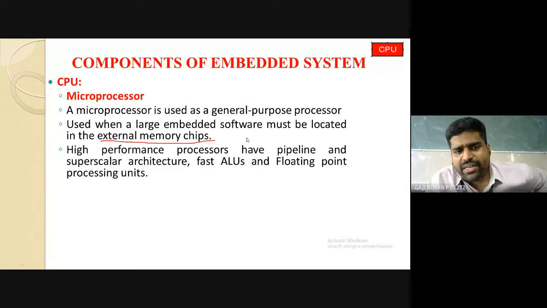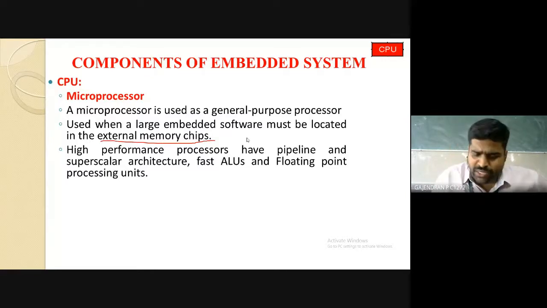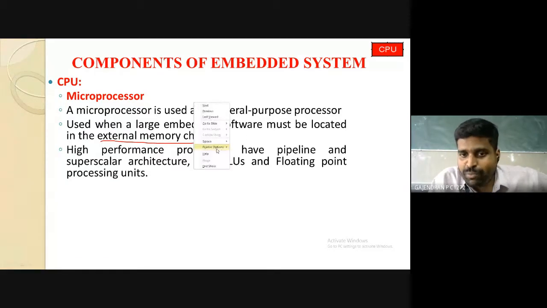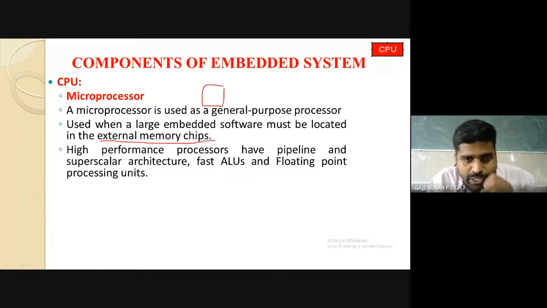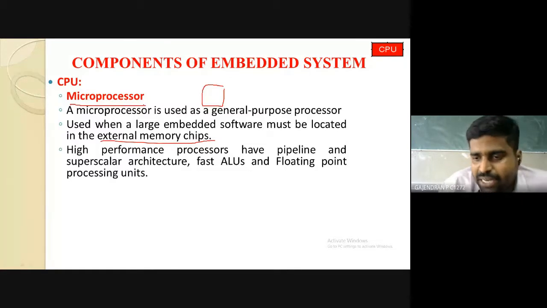Then nowadays, one wonderful CPU we can quote in the embedded system world is the Raspberry Pi. There also you have one CPU. It is like a mini computer. There you have a higher level processor. Whatever microprocessors you have studied are all lower versions. There are high performance processors available.